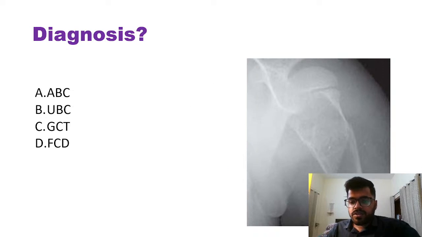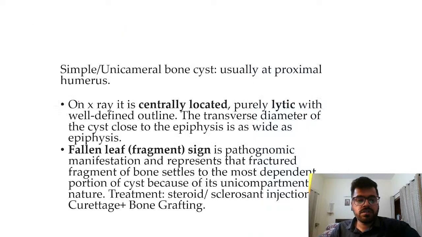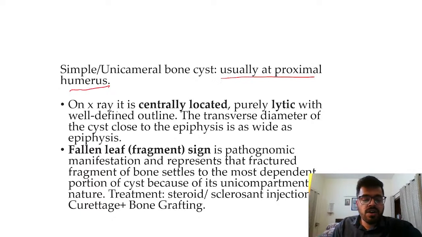So this is the same picture, mostly skeletally immature, single cavity with the fallen fragment sign. So this is a unicameral bone cyst. This is a simple unicameral bone cyst. It is usually seen at the proximal humerus, as we have already discussed. On X-ray, it is a centrally located, purely lytic lesion with a well-defined outline. The transverse diameter of the cyst close to the epiphysis is as wide as the epiphysis.